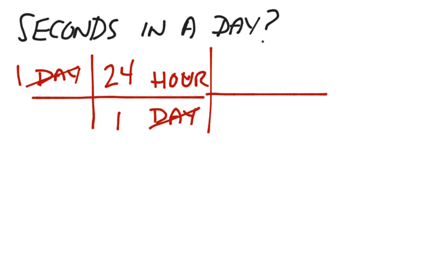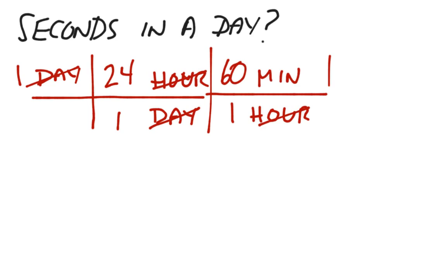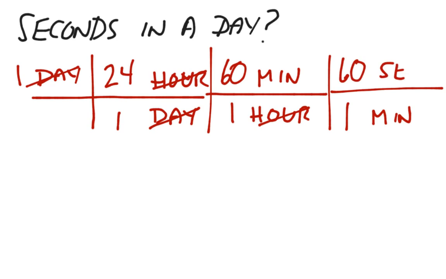Now my unit, if I were to do calculations now, 1 times 24 would be 24. But I don't want to know how many hours there are in a day. I already know that. I want to know how many seconds there are. Well, off the top of my head, I don't know how many seconds there are in 1 hour. However, I do know that 1 hour consists of 60 minutes. Top and bottom are the same. And then I also know that 1 minute contains 60 seconds.